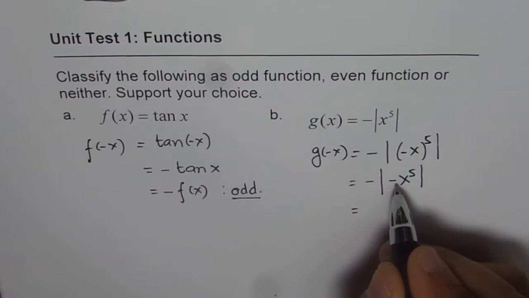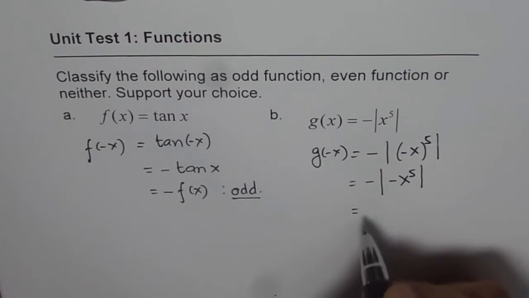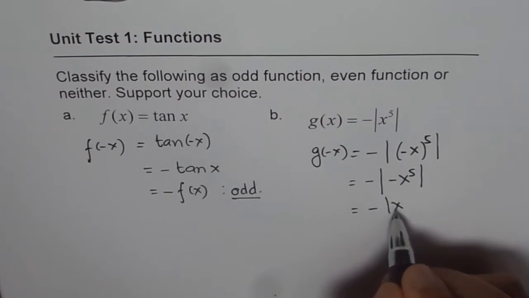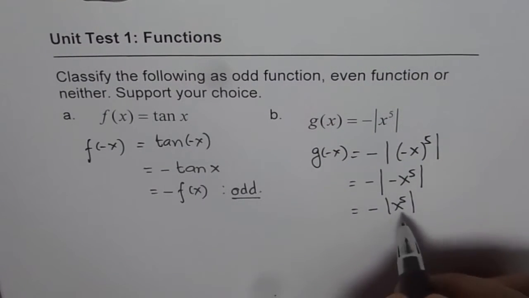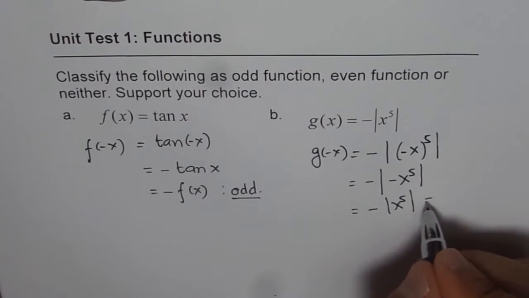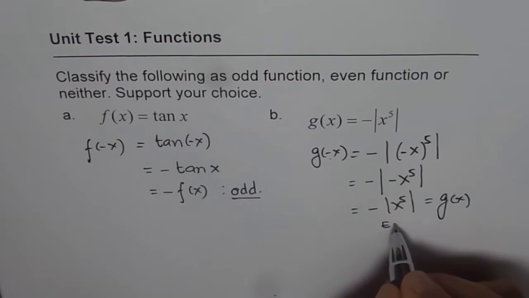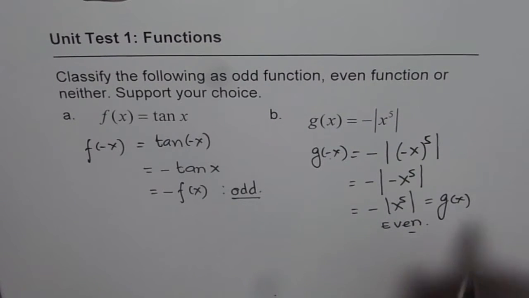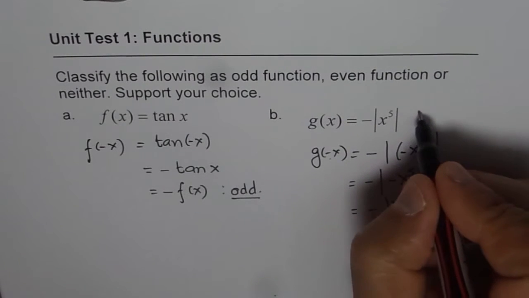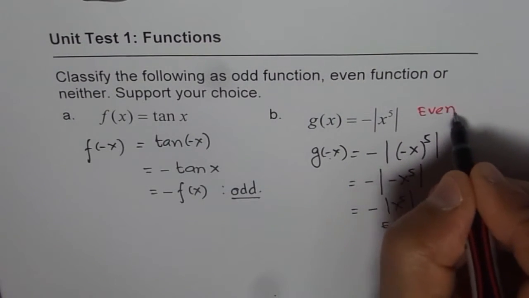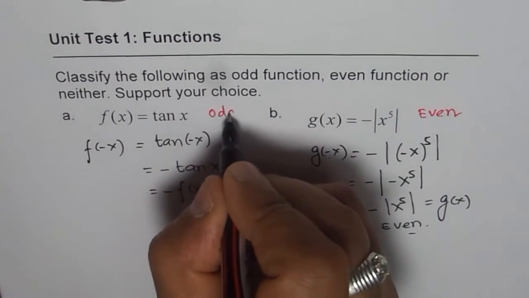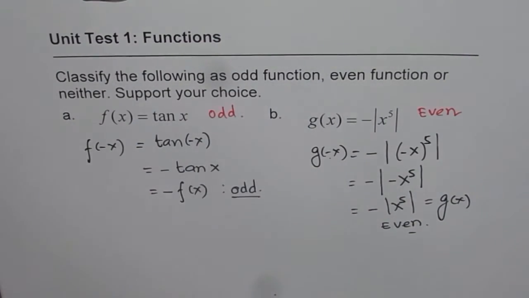Now absolute value is always positive, correct? So we will get minus of absolute x to the power of 5, which is exactly the same as g of x, correct? Now since g of minus x is equal to g of x, we get this function as even, right? So we get our answers: here we have an odd function and an even function. That is how algebraically we can get our answer.